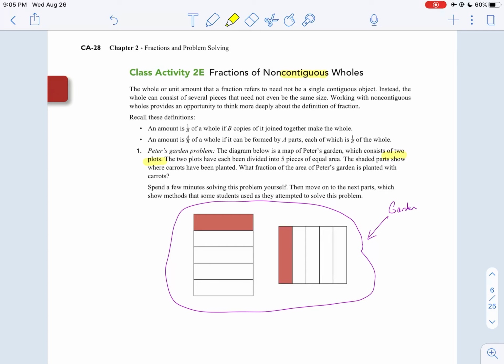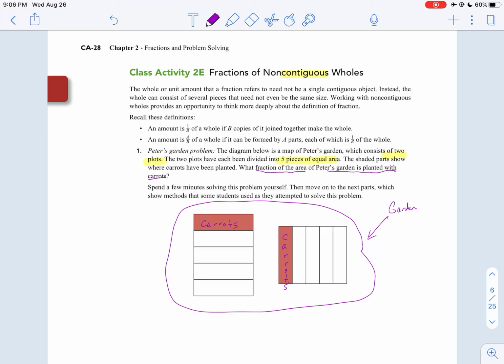The two plots have been divided into 5 pieces of equal area. This shaded part shows where the carrots have been planted. Okay, so we planted carrots here. What fraction of the area of Peter's garden is planted with carrots?